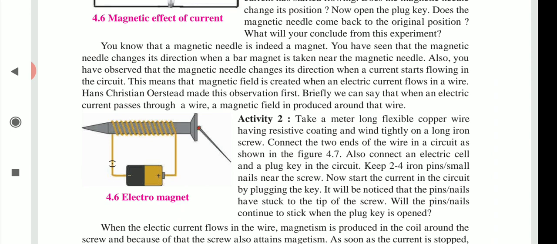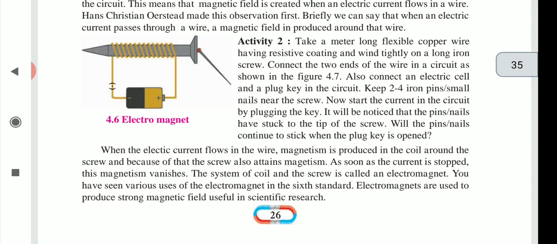We have seen various uses of electromagnets in the previous standard, the 6th standard. So electromagnets are used to produce strong magnetic fields useful in scientific research.